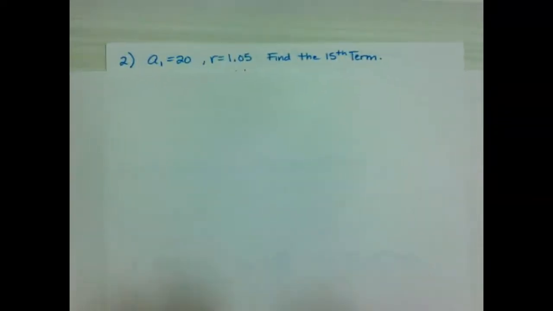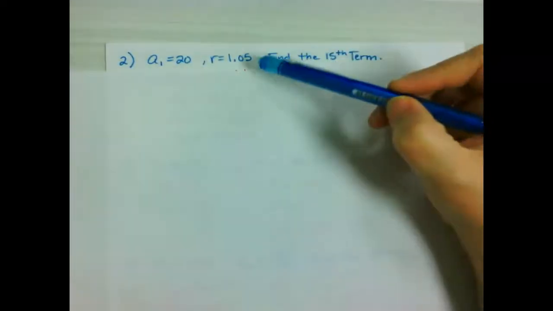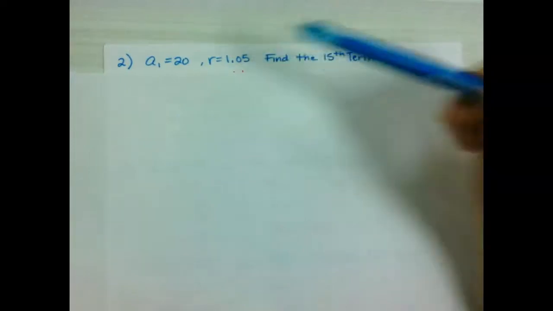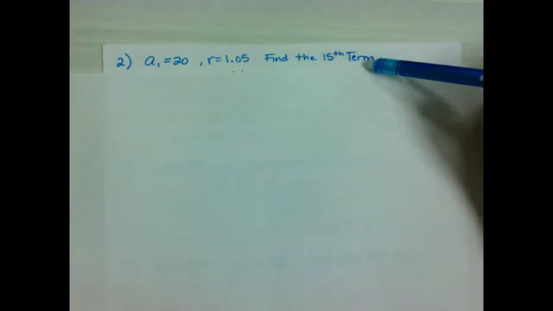So the next one, we're doing problem 2. They're giving us an a sub 1 value of 20, which means they're giving us the first term. They're giving us a ratio of 1.05. And then they're saying find the 15th term. We're not going to just list this out and calculate 15 times, and I don't want to see a list of just 15 numbers added together. What we're learning how to do is to work with the model. So that's what I want to see as your work and your supporting work.